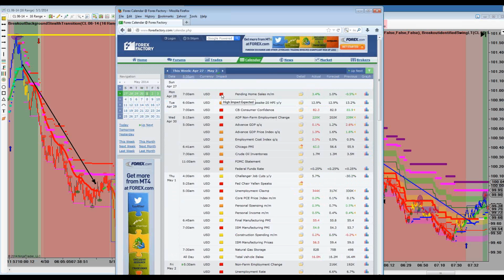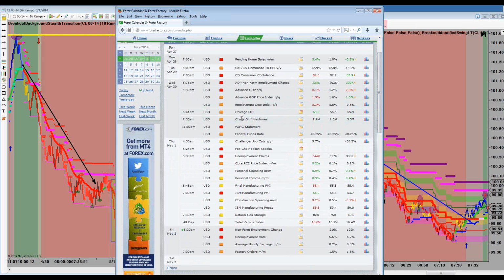So Monday we had pending home sales, high impact, 7 o'clock Pacific. Here, CB Consumer Confidence was Tuesday. Working our way down, here's Wednesday. Here are the crude oil inventories, right here at 7:30. Now they're always, for the most part, on Wednesdays at 7:30 Pacific. So just adjust that to your time. The exception to that is if you have a holiday. If there's a holiday that week, sometimes they push it to Thursday.